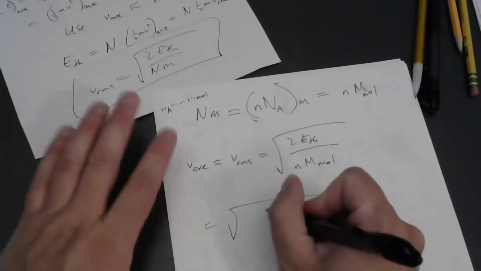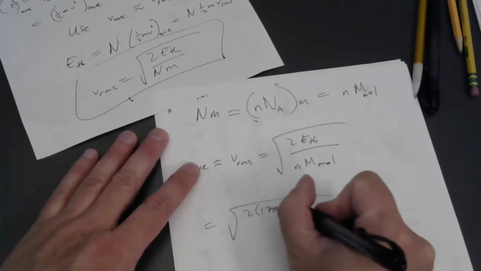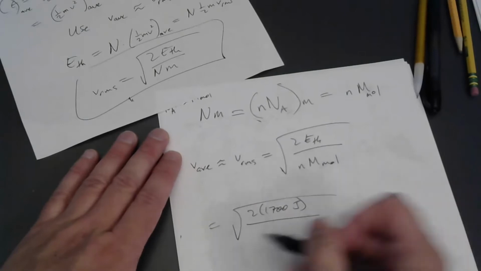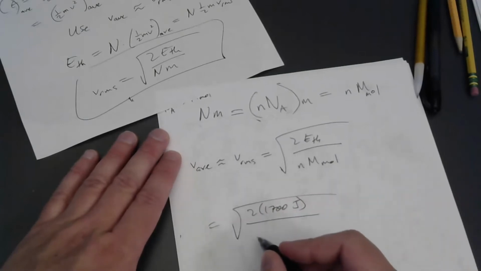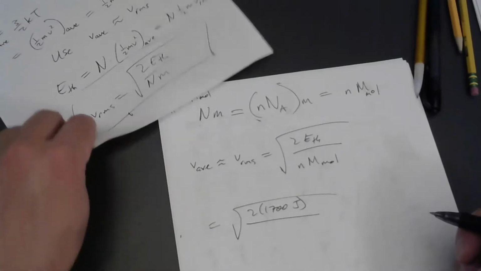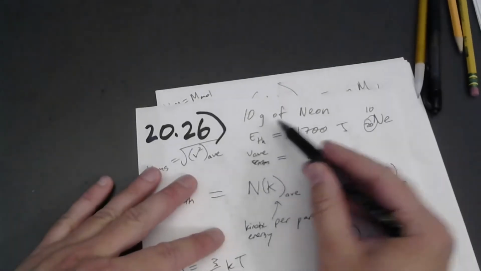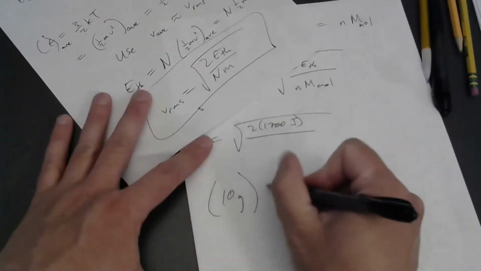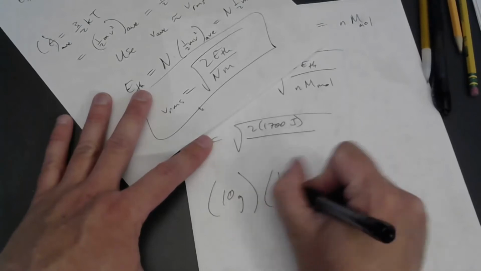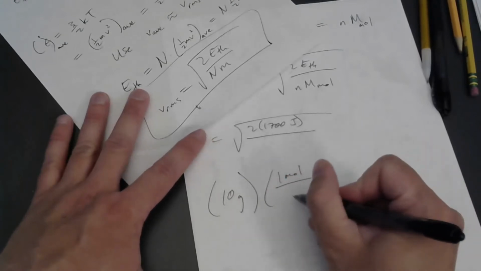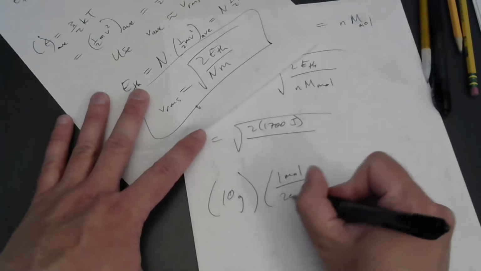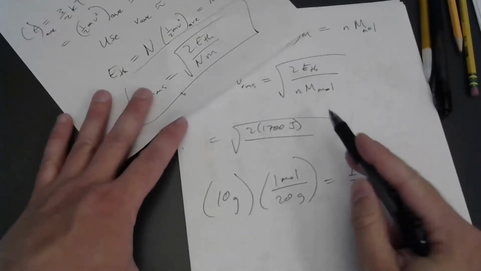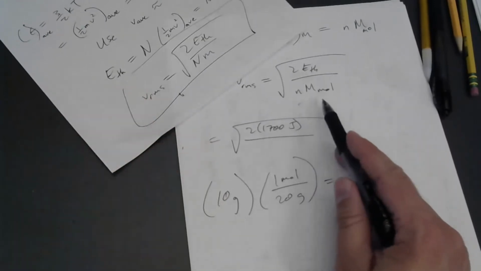Let's plug in numbers here. 2 times 1700 joules times, and we've got, oh, darn it. I do have to mess with that, don't I? Because we need to figure out how many moles we're talking about. That's not bad. I'll do that off the side here. 10 grams of neon times 1 mole for every 20 grams is half a mole. But then when we multiply by the molar mass, is there even a simpler way to do this, I wonder?